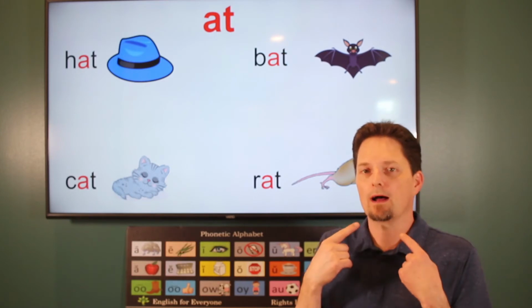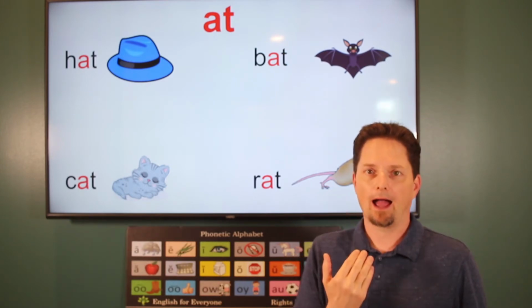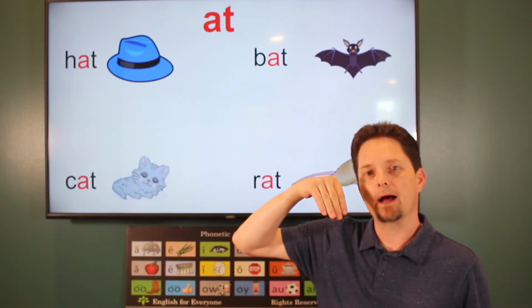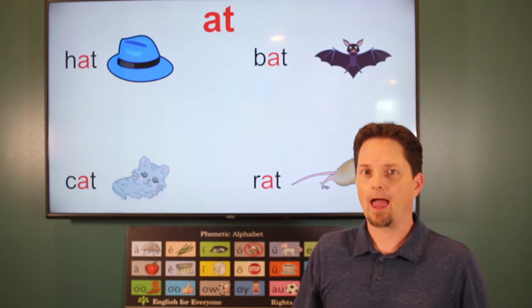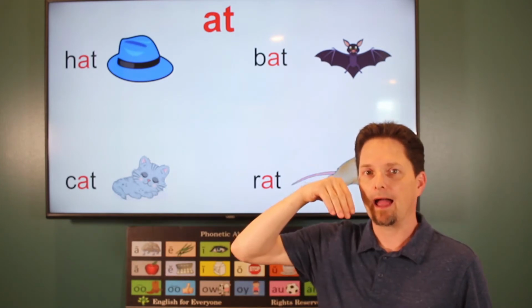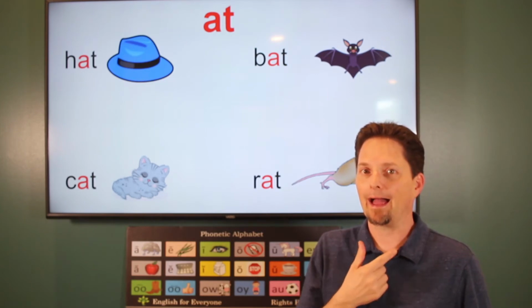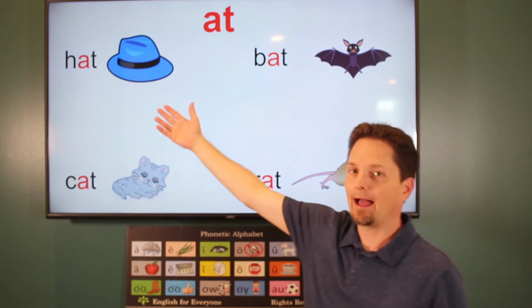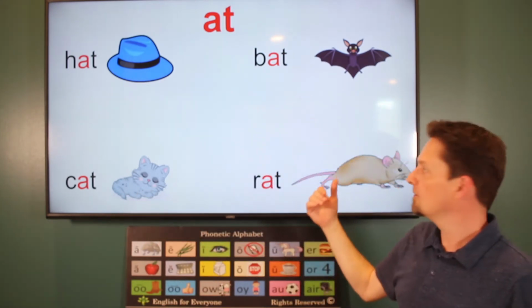So you open your mouth, relax, chin comes down, your tongue is up in the back and down in the front, behind your teeth. Up in the back. Smile a little. Ah. Hat. Cat. Bat.